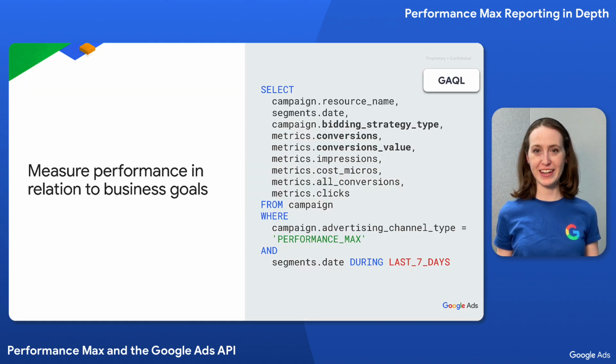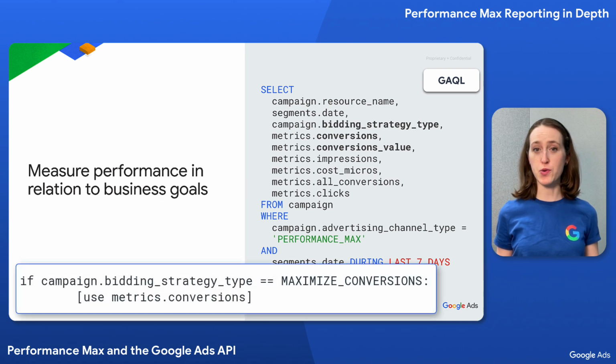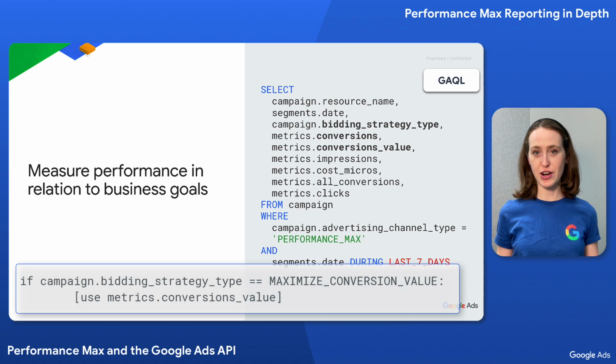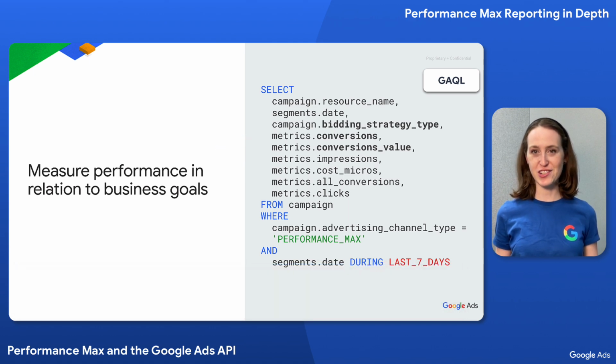Returning to our query, I've added a few fields. The conversions metrics you want to retrieve might depend on which bidding strategy you've decided to use. If you're using maximize conversions because you aren't tracking values and you care about all of your conversions equally, then the more relevant conversion metric is conversions. If instead you're using maximize conversion value and tracking values with your conversions, the more relevant metric is conversions value. Okay, that's Performance Max campaign metrics in general.